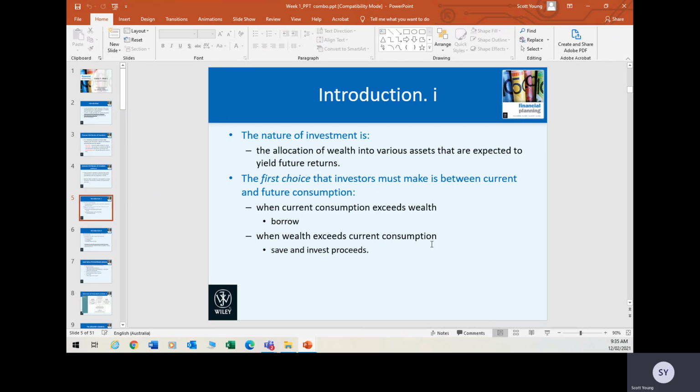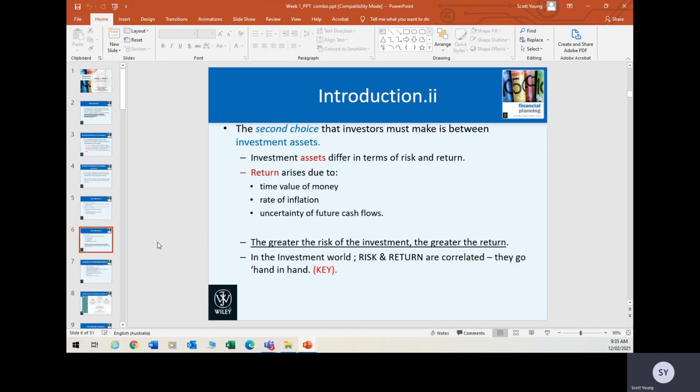And when wealth exceeds current consumption, typically as you get later on, you start investing or putting more money into super, etc. Okay. The second choice is between what investment assets, and these slides talk more about the particular asset classes, which again fits into our broad definition of the investment environment of week 1, which is what we're doing.